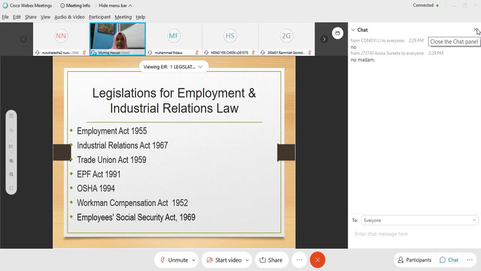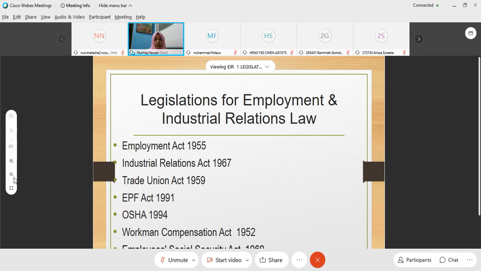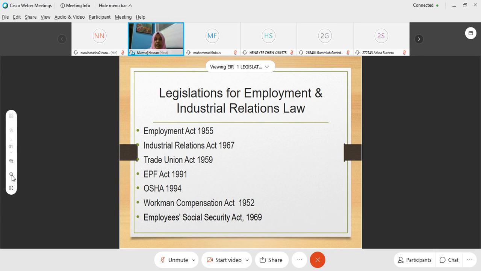Industrialization Act 1967, Employment Act 1955, Trade Union Act 1959, EPF Act 1991, OSHA 1994, Workmen Compensation 1952, Employee Social Security Act 1969. So we will be referring to all these Acts. Act here also means statute, a statute passed by the Parliament in Malaysia.